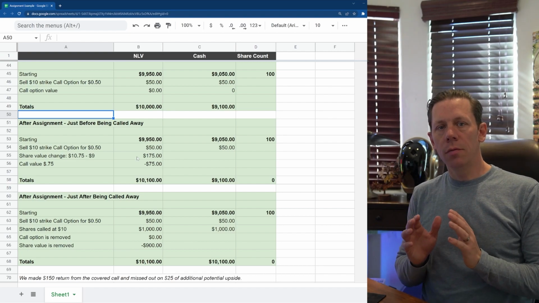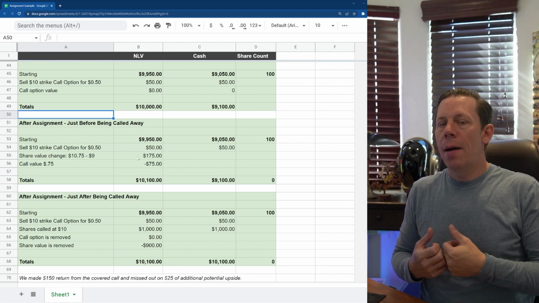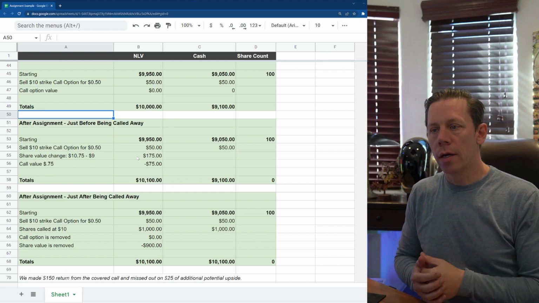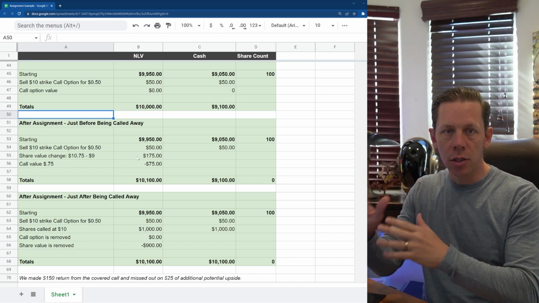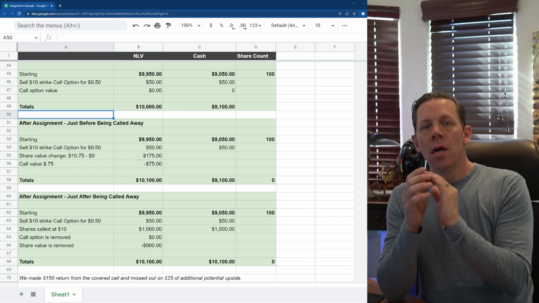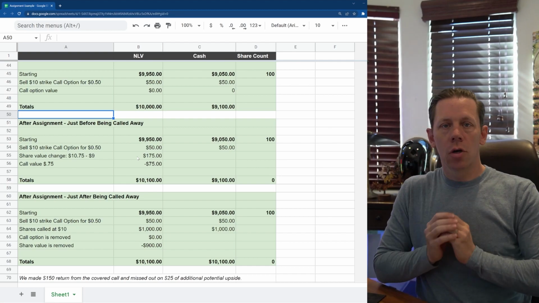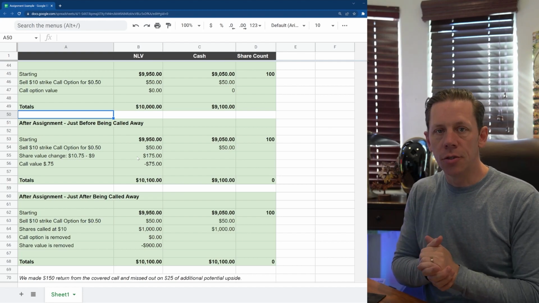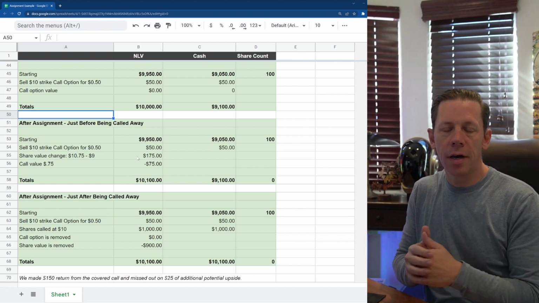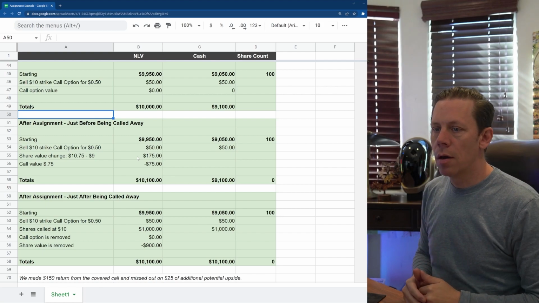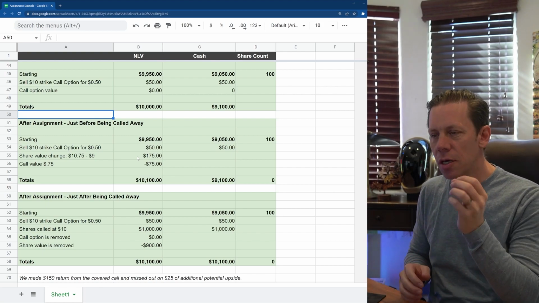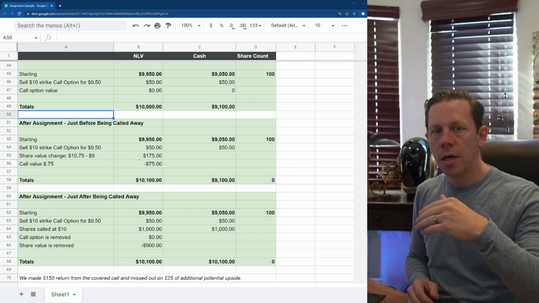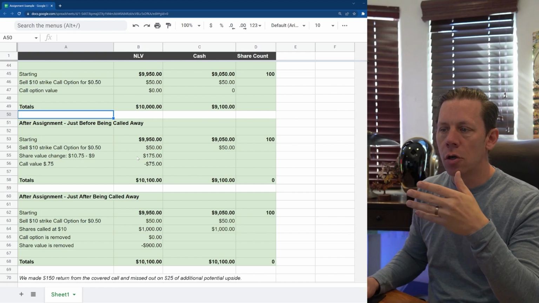Okay, a little bit more interesting is what happens after assignment. So the shares would be called away, right? And we're going to do the same thing that we looked at with the put options. We're going to look at this just before the shares are called away, and that simplifies all of the math. So we don't have to get into any extrinsic option value or market makers playing with the option values in the minutes before close. We're just going to say what the full intrinsic value of the option would be here.